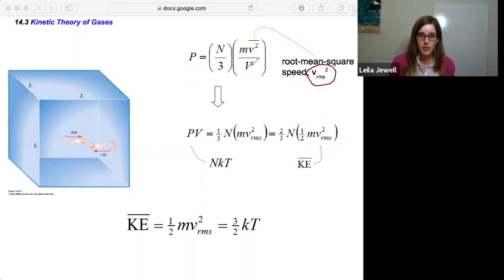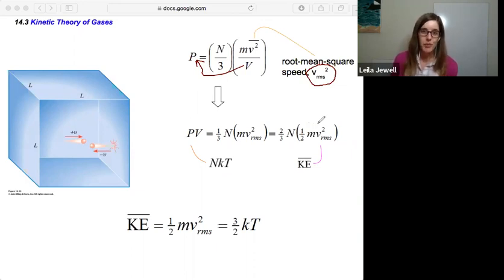And if we continue on, multiplying our volume across to the other side, we get PV is equal to 1/3 N times m v_rms squared. Now this is looking pretty good. m v squared, we've seen that before. That almost looks like our kinetic energy. So to make it look fully like our kinetic energy, we're going to put a 1/2 there and pull out a 2 in front so that we're just multiplying by 1. We aren't actually changing anything. So 2/3 N times 1/2 m v_rms squared.